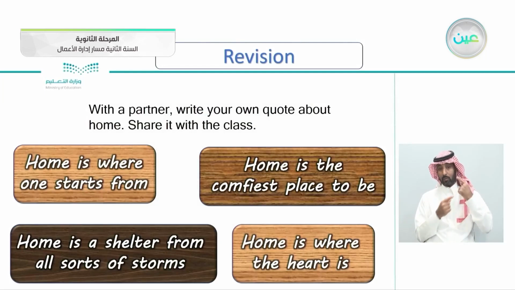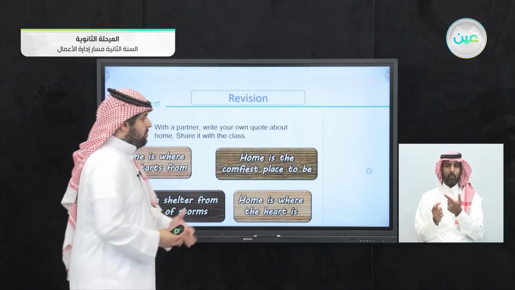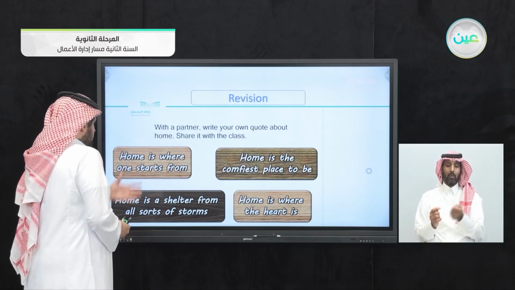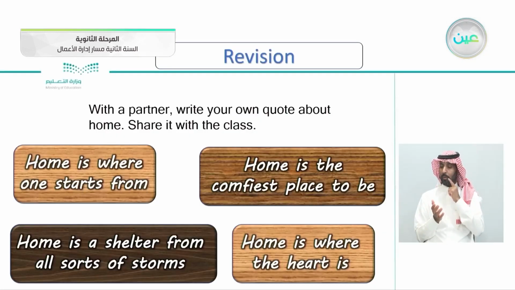If you remember the pair work lesson, it was: with a partner, write your own quote about home. If you remember this exercise, to write your own saying about a home. For example, we have written, home is where one starts from, or home is the comfiest place to be. Home is the shelter from all sorts of storms. Home is where the heart is. So this was our previous lesson, the pair work.